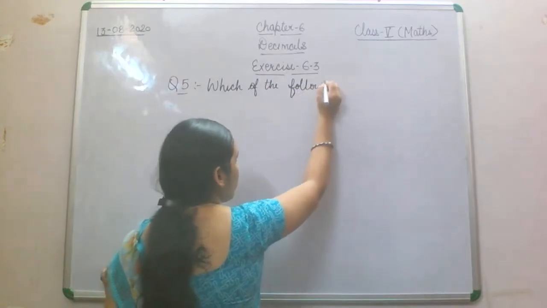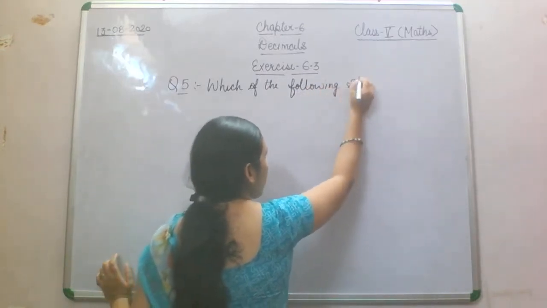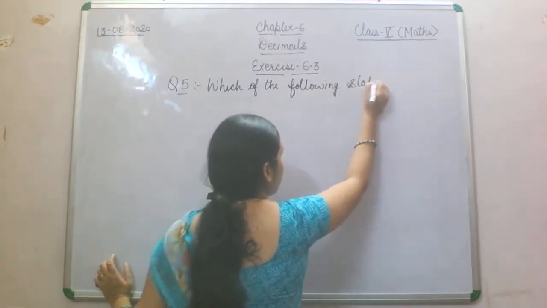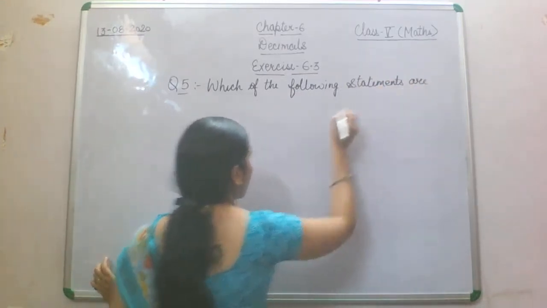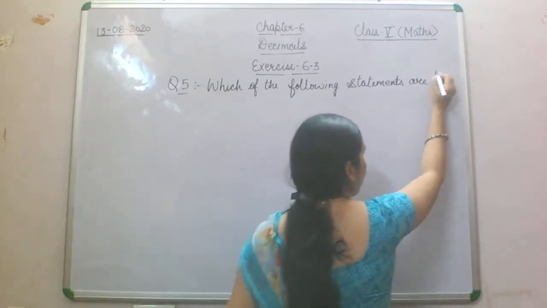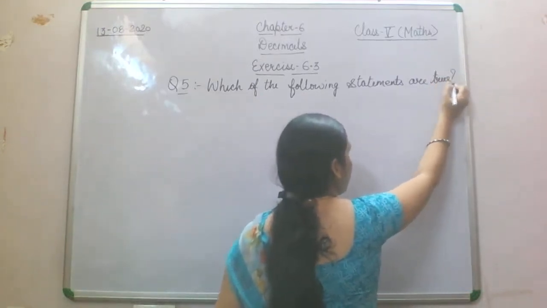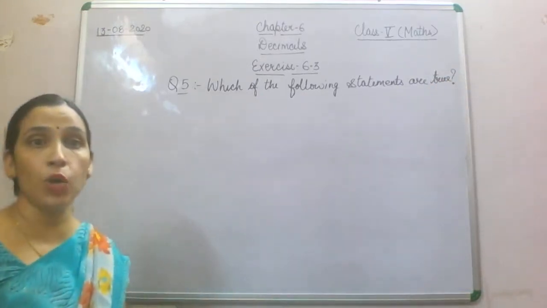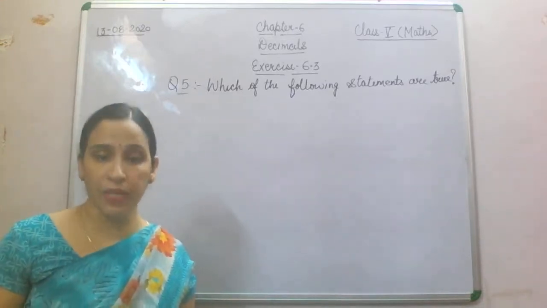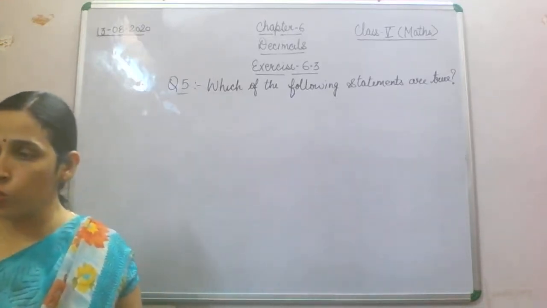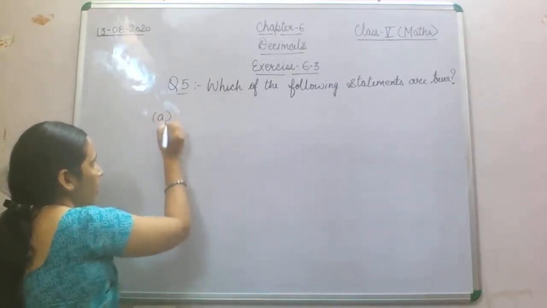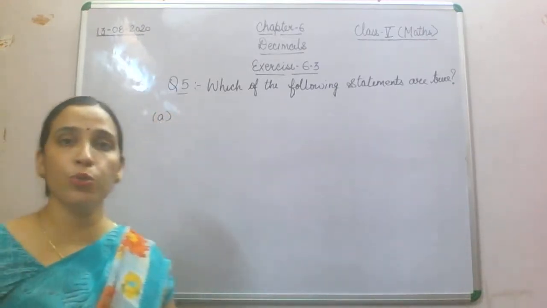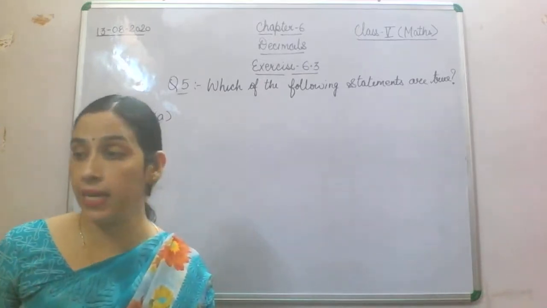Now you have been given different statements in this question, and you have to find out whether the given statement is true or not. So let's find it out. Now in part A, you are going to use the concept of like and unlike decimal.